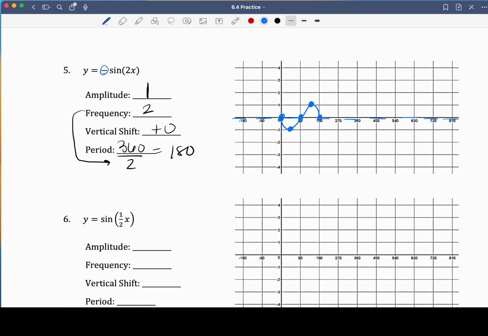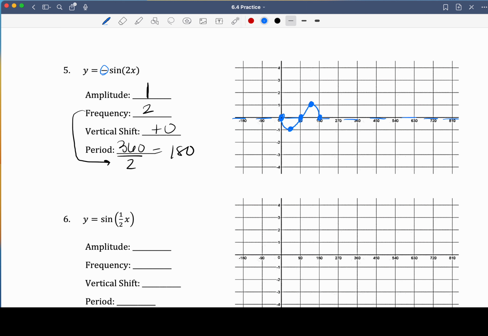And so we dealt with two things. We dealt with our frequency being 2, where it shortens our period, and then also the negative, it flips it, reflects it, and starts the opposite direction, however you want to say it, to our graph.